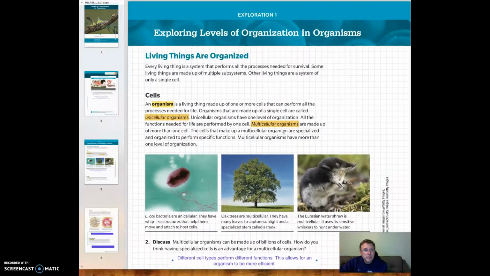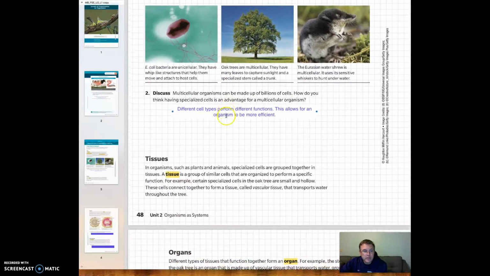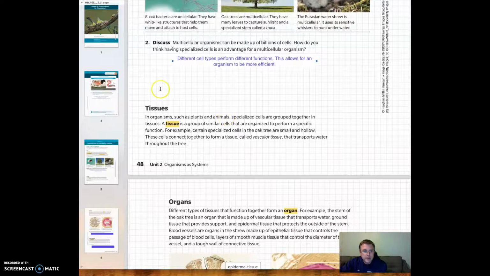All right, so we start off with levels of organization. Cells is our first level. Then the next heading here, you put a whole bunch of cells together and you get tissues. You can see the definition. A tissue is a group of similar cells that are organized to perform a specific function. So put a bunch of cells together, you get tissues.